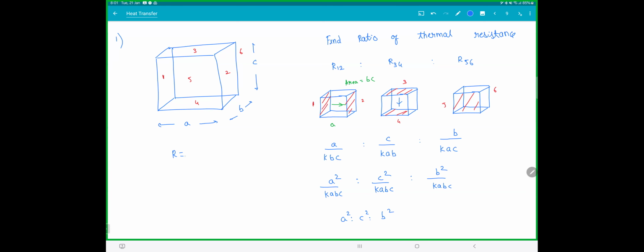The resistance is L by KA. Multiply and divide by length. Then this guy becomes L square by K into volume. Now, no matter which way you see, volume is constant, no? R is proportional to L square. This is even faster. But you should still know what the meaning of L means. L is the length along the heat flow.